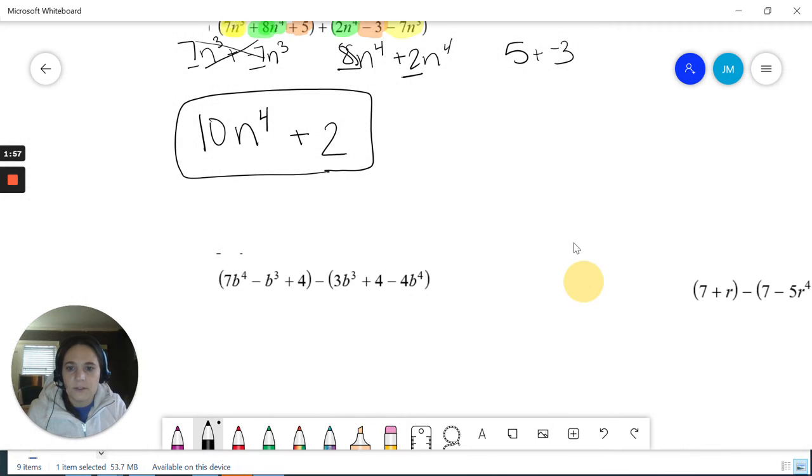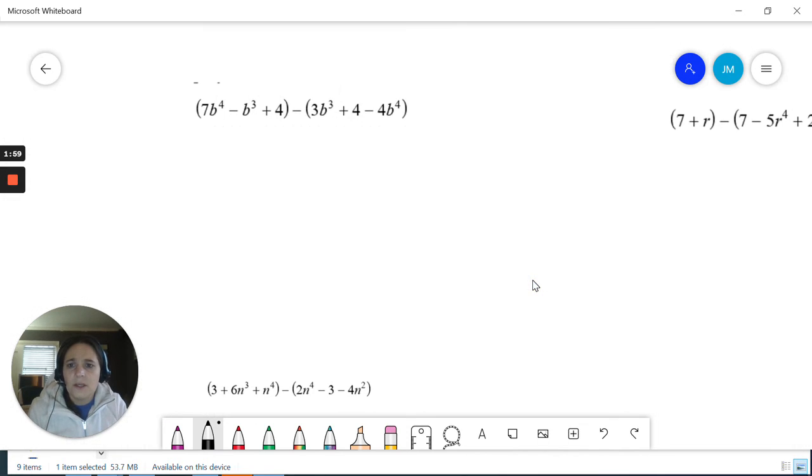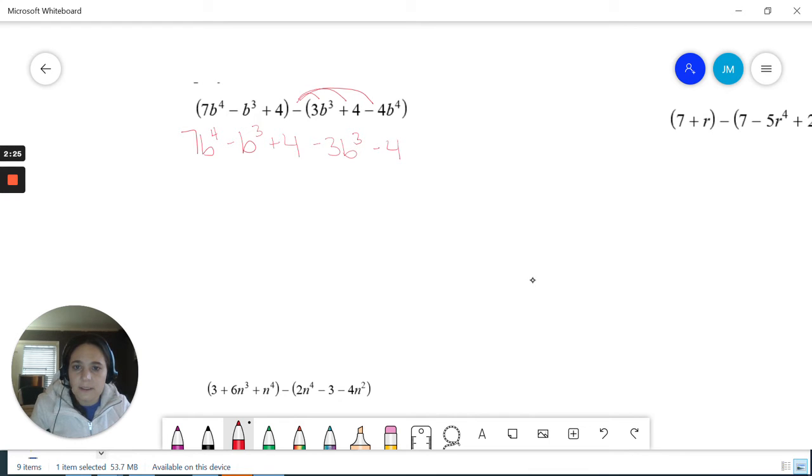Okay, let's do a subtraction one. So in subtraction, the tricky part is that we are subtracting this entire polynomial. And so to make it so we don't forget that, what I tell students to do is rewrite the first polynomial, and then we're going to distribute that negative sign into all of those terms. So it would become negative 3b cubed, negative times a positive 4 is a negative 4, negative times a negative is a positive 4b to the fourth.